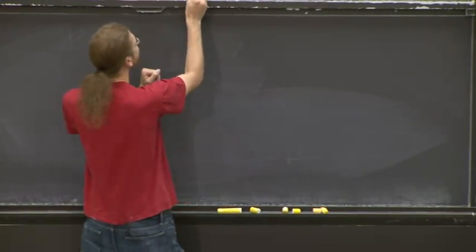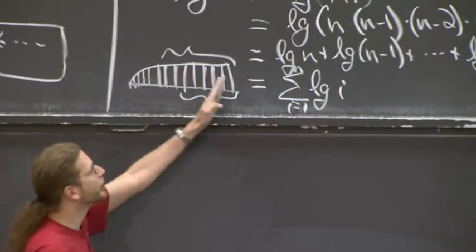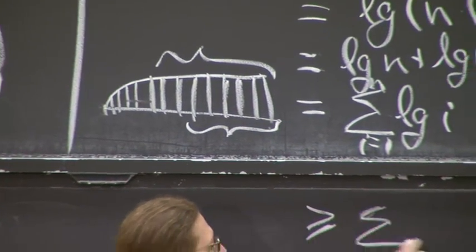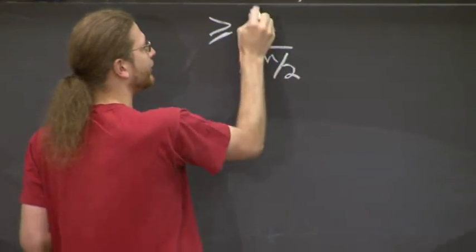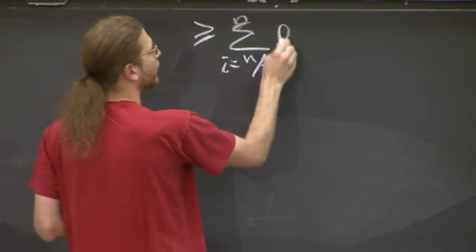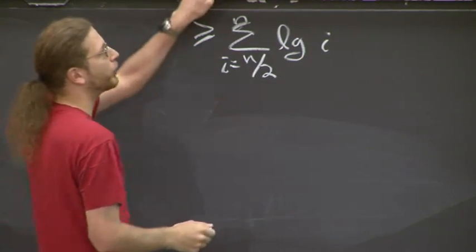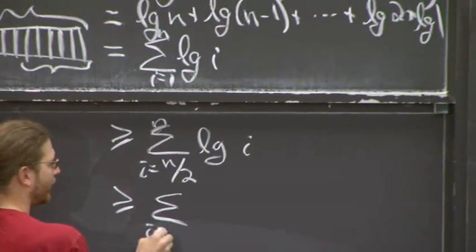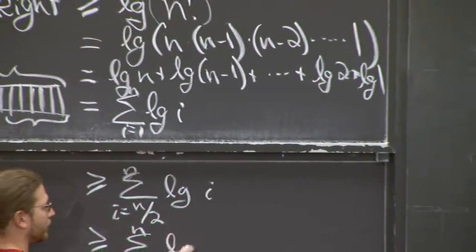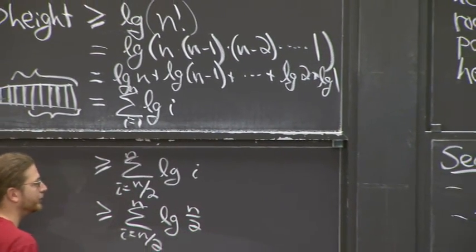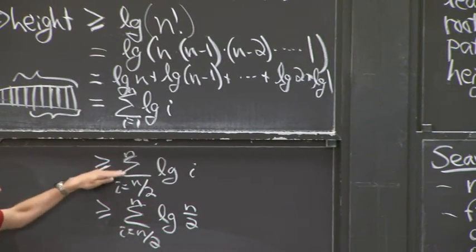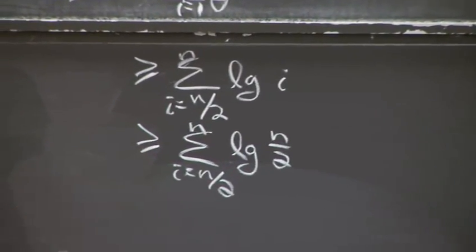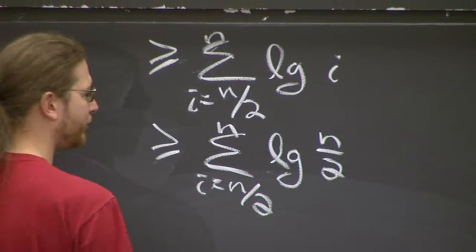But let's say you look at the last half. Those are all going to be basically log n. You can prove that. So this is going to be at least the sum where i equals n over 2 to n of log i, if I just throw away the first n over 2 terms. And this is going to be at least the sum i equals n over 2 to n of log n over 2. Each of these terms is bigger than log n over 2. So if I say they're all log n over 2, that's going to give me something even smaller. But log n over 2 is just log n minus 1.